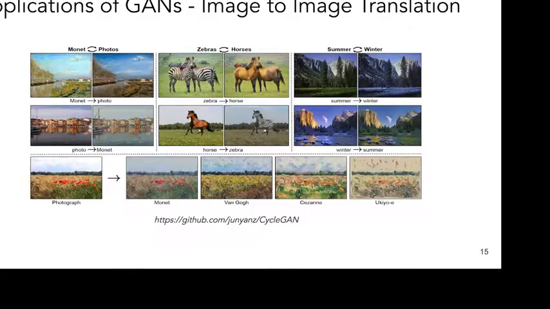So this is image-to-image translation. For example, in this case, we're transforming a work done by Monet into a photo. In this one, we're transforming some zebras into horses, a picture of a mountain in the summer to the mountain in the winter, and so on. So this is CycleGAN.